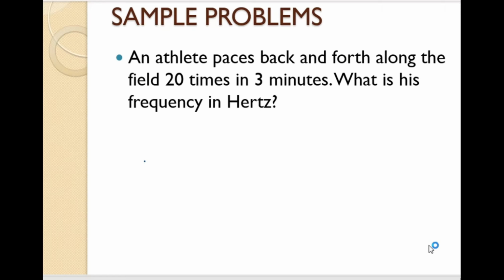Okay, for the next item, we have an athlete who paces back and forth along the field 20 times in 3 minutes. What is his frequency in hertz? Okay, let's now solve for frequency. Frequency is the number of vibrations per unit time. So that is our formula.